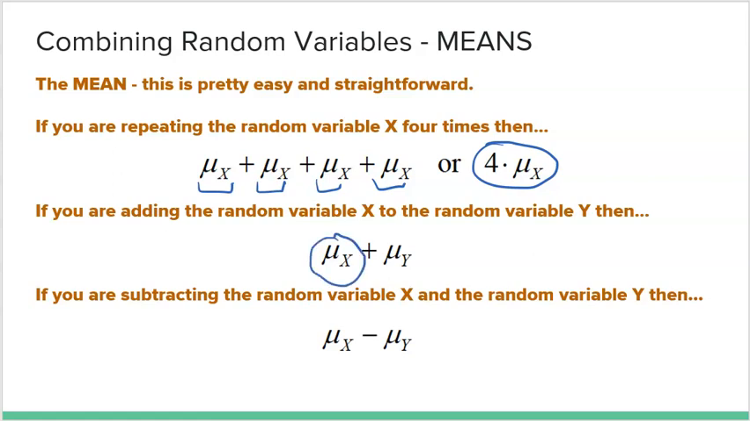But if you're going to add 2 different random variables together, it's pretty easy. Take the mean for X and add it to the mean for Y. It doesn't get much easier than that. If you're going to subtract to look at the difference between how many sweatpants and how many sweatshirts I sell, then I simply take the mean for X and subtract the mean for Y. It's really straightforward. So when you're combining random variables, considering how the mean is impacted is very simple. It's not difficult at all. It just takes some common sense.